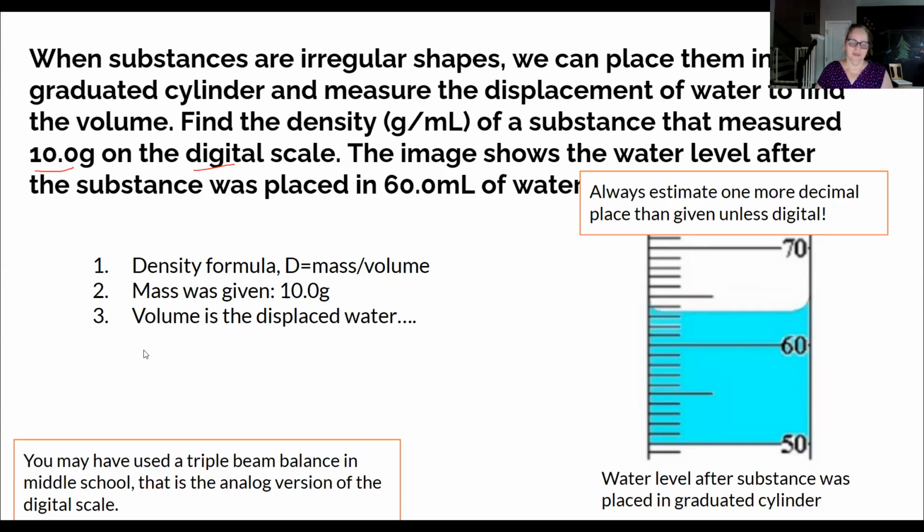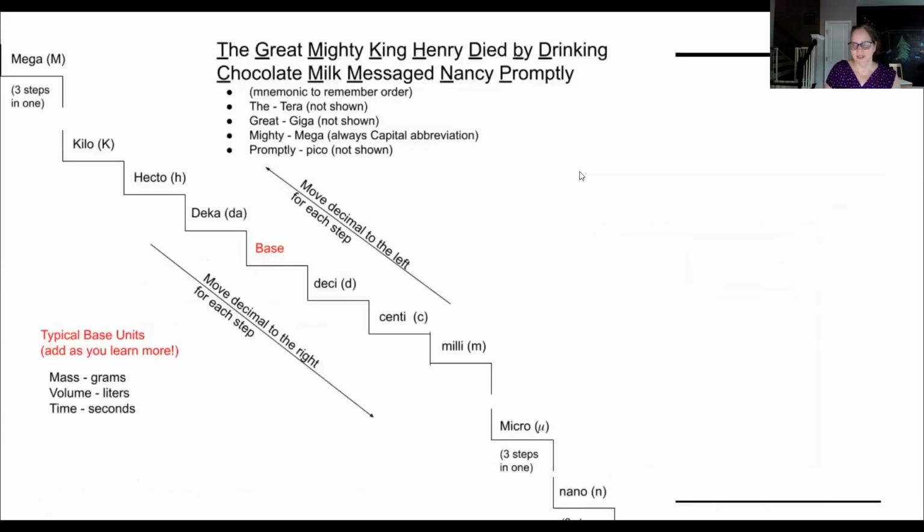All right, here is our metric ladder. They are not going to give you this on the test, but you tend not to need the full ladder. In fact, this isn't even the full ladder. For the SOL, you need between kilo and milli. King, kilo, Henry, hecto, died, deca, base, deci, centi, milli. King Henry died by drinking chocolate milk. That's how you can set up your ladder.